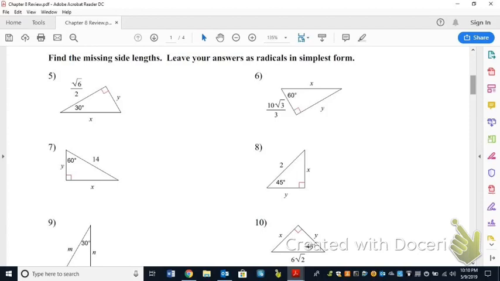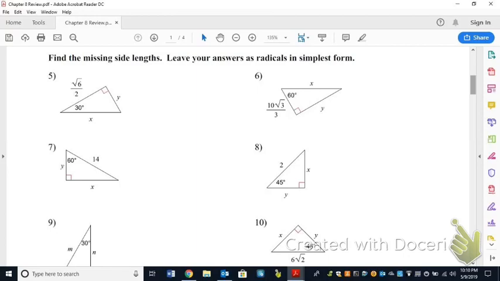Now, I said this in class, I think I said it in most classes, 15 through 18 are not required. If you already did 15 through 18, good job, you'll get extra credit for it. If you did not do 15 through 18 and you want extra credit, go ahead and do them, but they're not required.